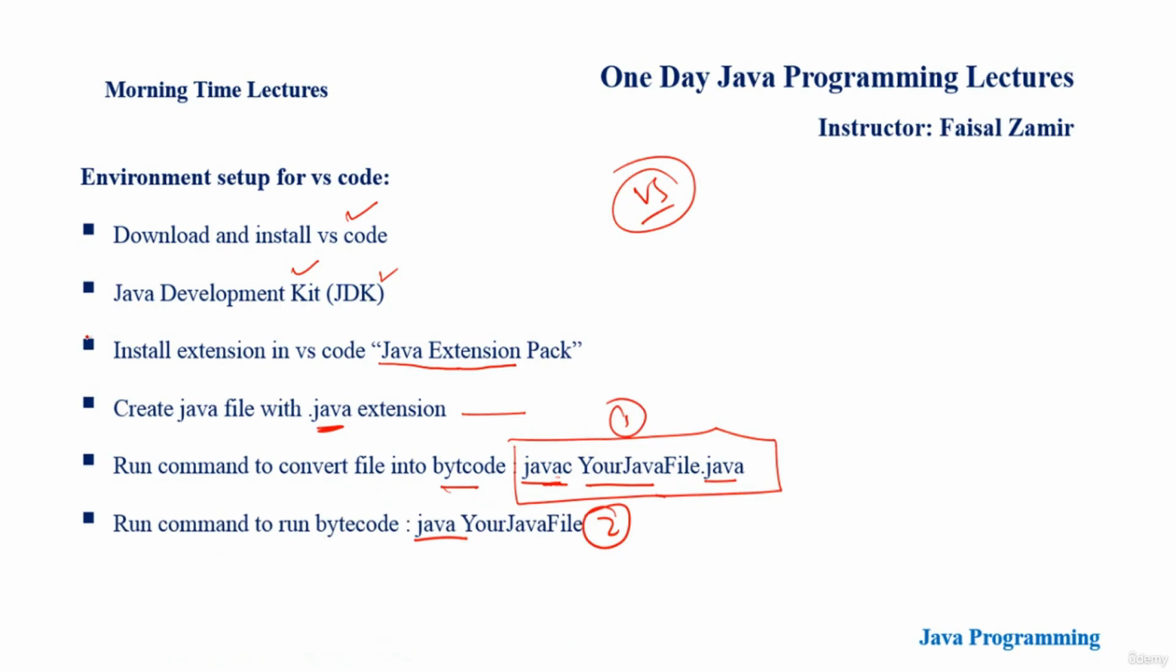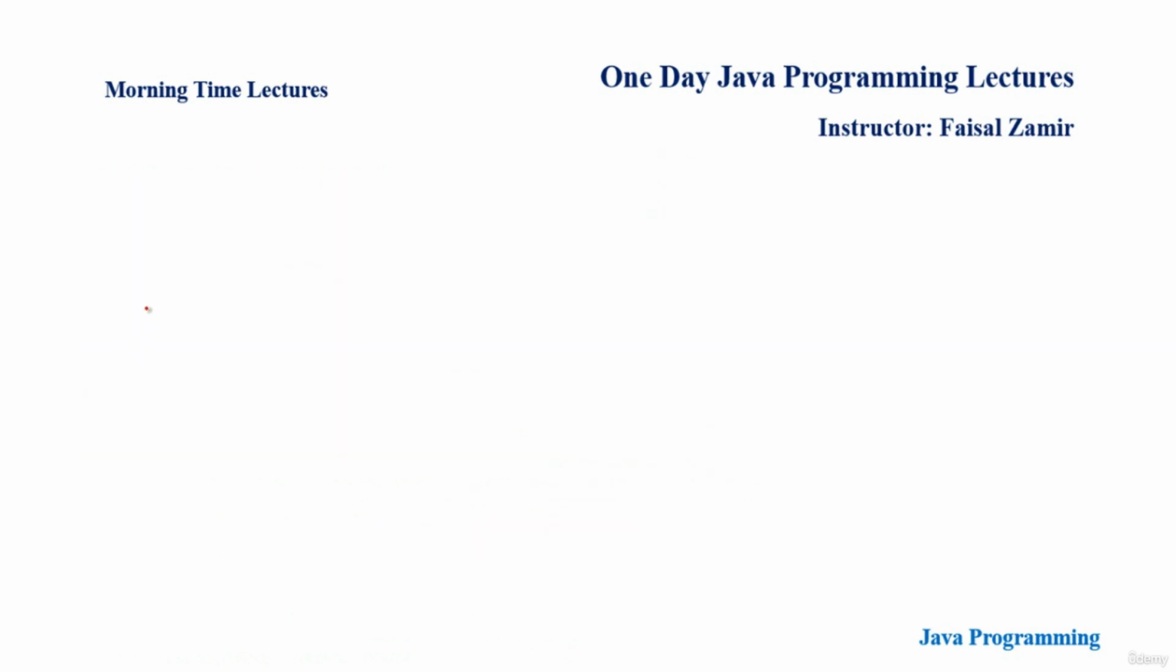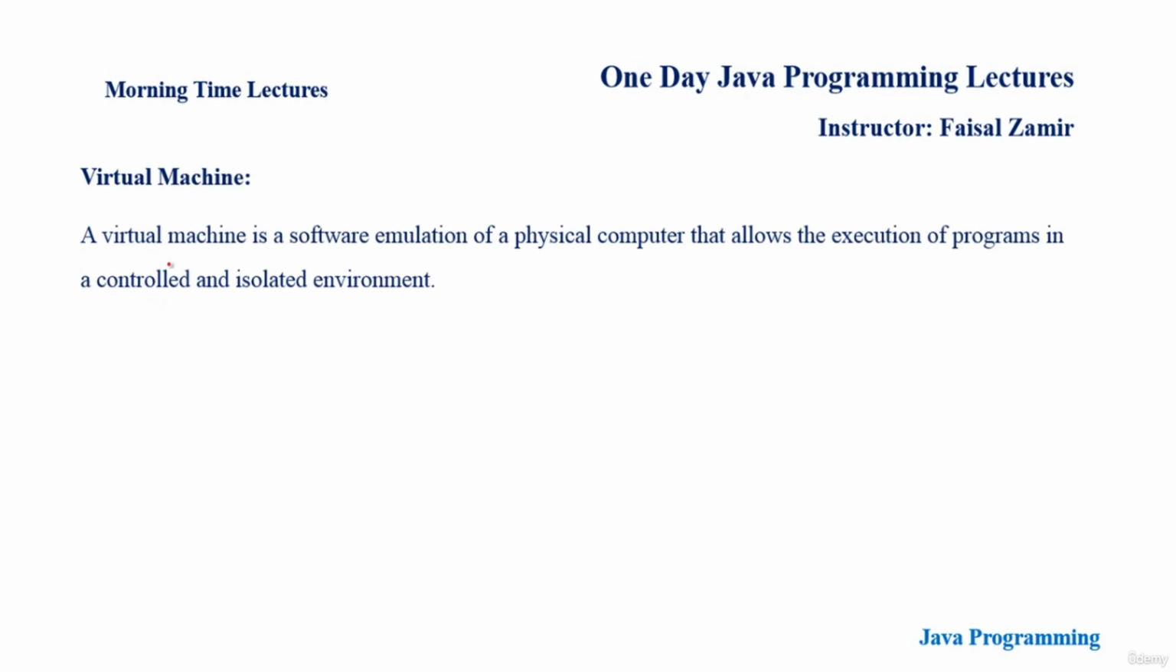Before opening VS Code, I will share with you the definition of a virtual machine, the Java Virtual Machine. The Java Virtual Machine is a software emulation of a physical computer that allows the execution of programs in a controlled and isolated environment. So actually this is a prompt that is used to run Java programs, especially bytecode programs. Now I open VS Code, and I will show you what steps you have to perform if you want to run your Java code.